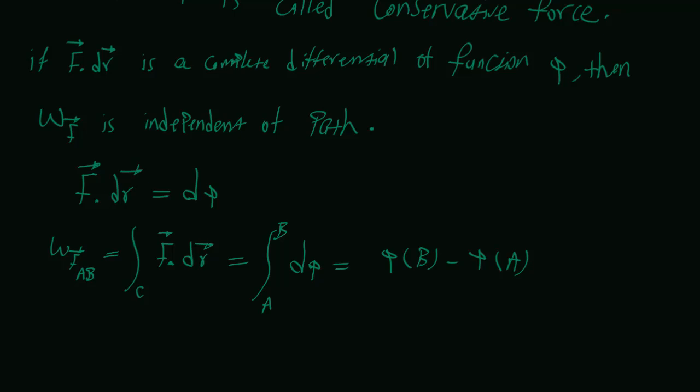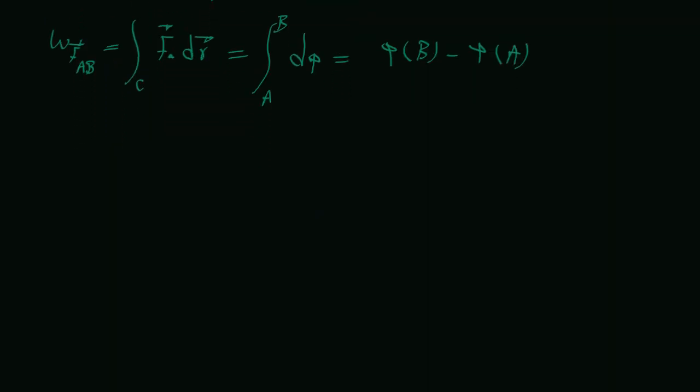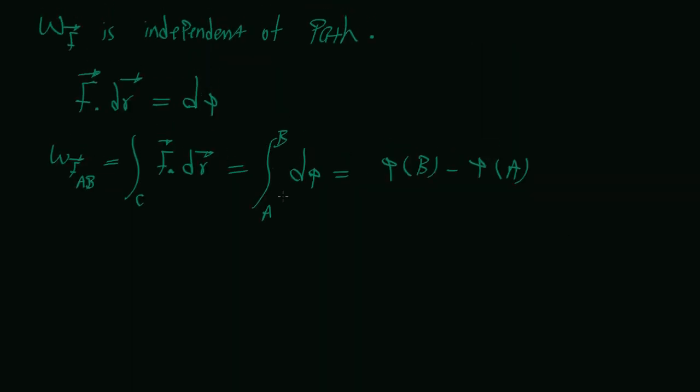Let's continue on this. We want to be able to find this phi function first of all. We are saying that if this is a complete differential, then the work is independent of path. But we want to derive some equation so that we can check on F to see if it is conservative or not. In order to do that, let's continue from here.